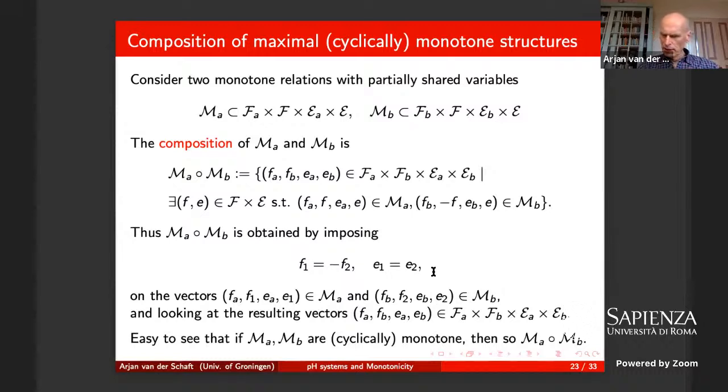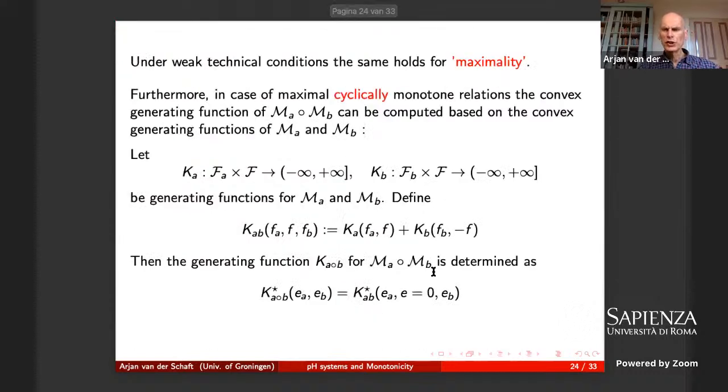Well, it is quite easy to see that if MA and MB are cyclically monotone, then so is the composition. What is much harder to show is that the same holds for maximality. In fact, we need to impose some very weak technical conditions for this to hold in general. I will not dwell upon these technical conditions. They are detailed in the paper that I will mention at the end.